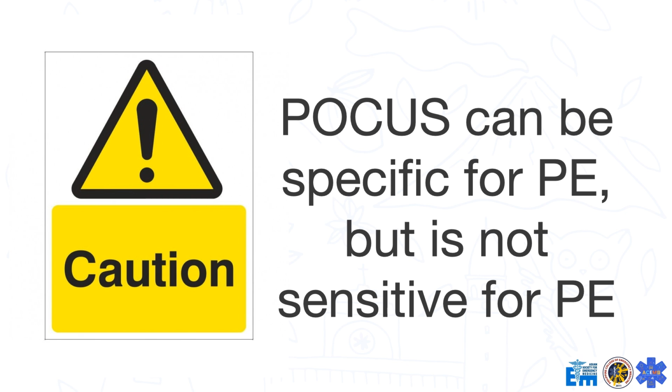Thus, POCUS is specific for PE, but POCUS has a poor sensitivity for PE. You can have a completely normal ultrasound and the patient can have a PE. However, the ones that we worry about in the emergency department are PE that have RV strain that can cause the patients to have cardiac arrest. These ones are generally picked up on ultrasound.